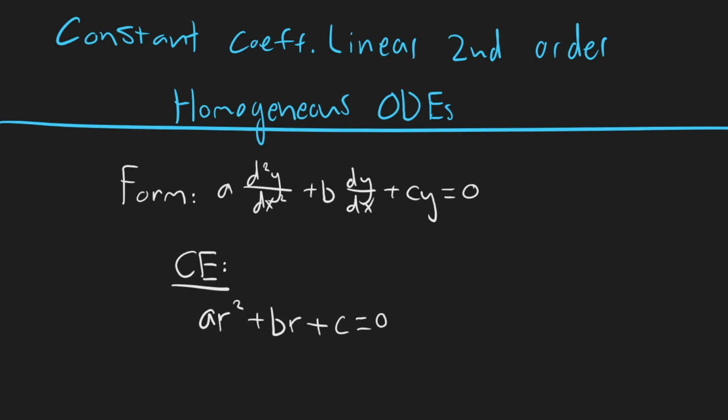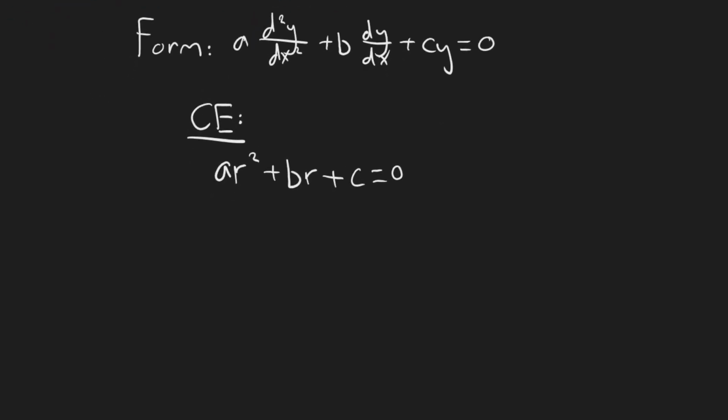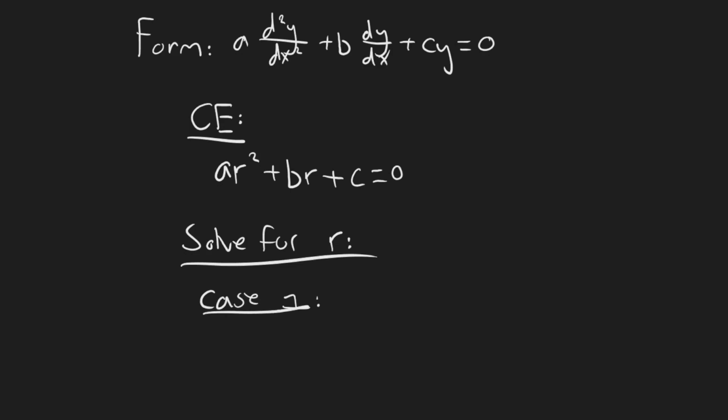All right. So once you get your characteristic equation, at that point, you're going to need to solve it for r. So then you're going to want to solve for r. And when this happens, there's a couple of different outcomes. So I'll call it case 1. So in case 1, this is when you have two real and distinct roots.